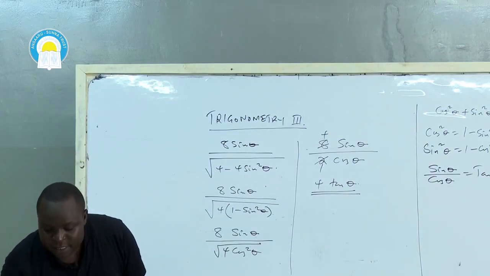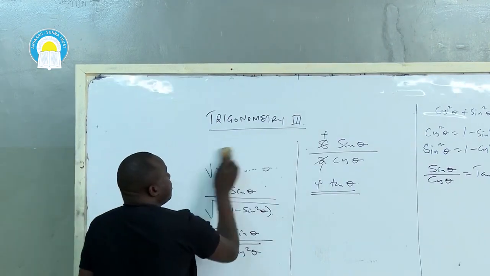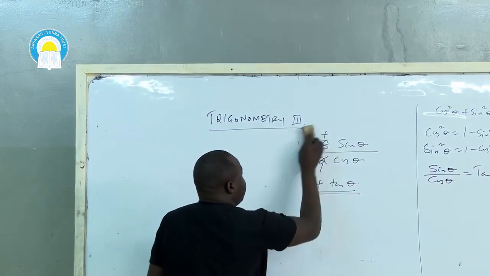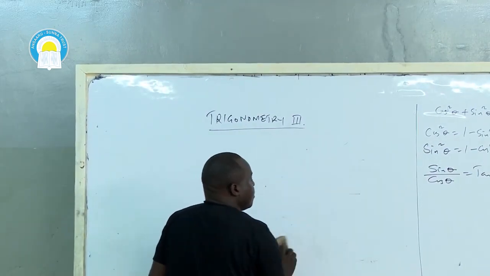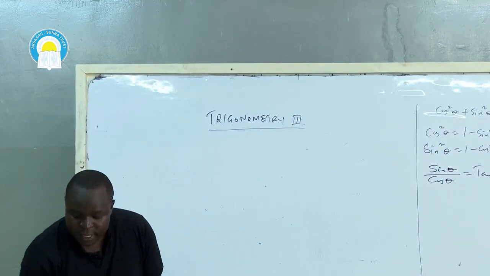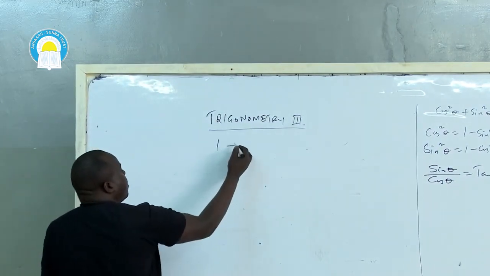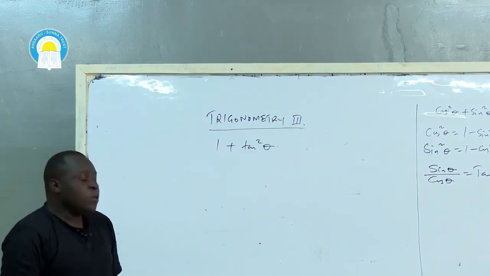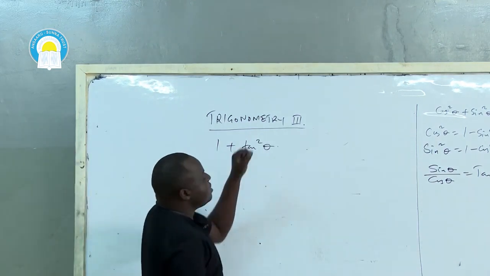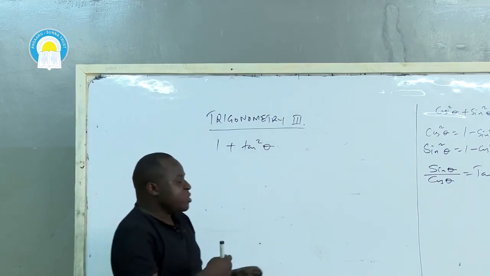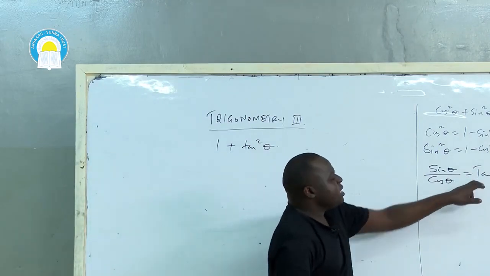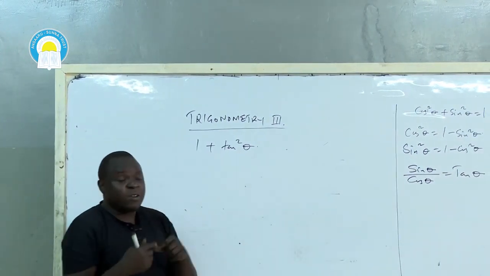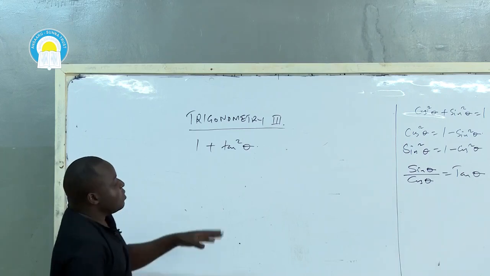Okay, next example. Next example is 1 plus tan squared theta. Okay, look at this carefully. Now there is tan squared theta. I already mentioned that anytime you see tan theta, think of maybe sine over cos. Or if you see sine over cos, think of tan, because that's how they relate.